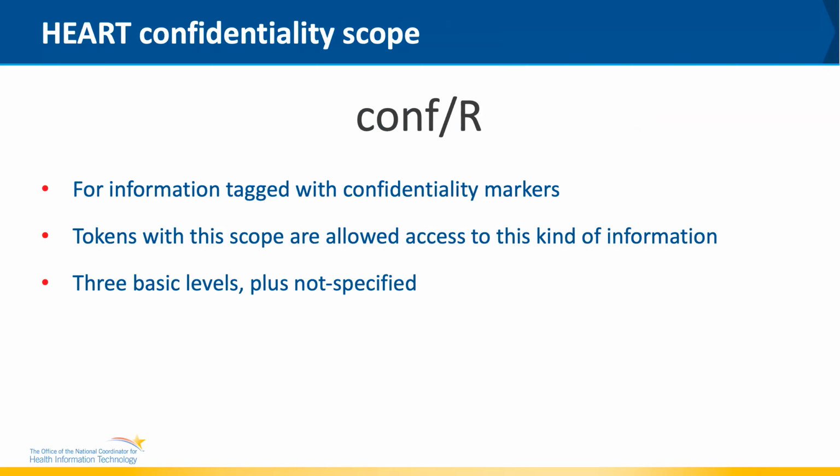We also have scopes for describing confidentiality of information. Now, this is how you ask for information that has been tagged with confidentiality markers. This isn't necessarily saying that you have to tag all information with its confidentiality. But HEART is saying that if you have information that you can filter based on this, then you will be able to respond at the resource server when you see a token that says this confidentiality code in it. You'll be able to pull that information that's been appropriately tagged in your response and filter out things that don't match the access that the token has.